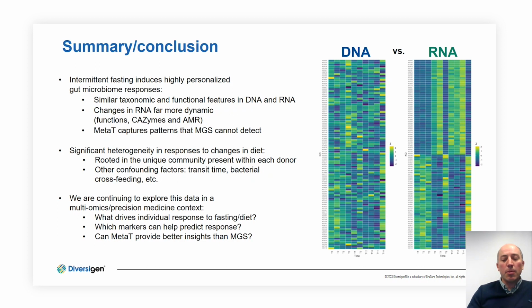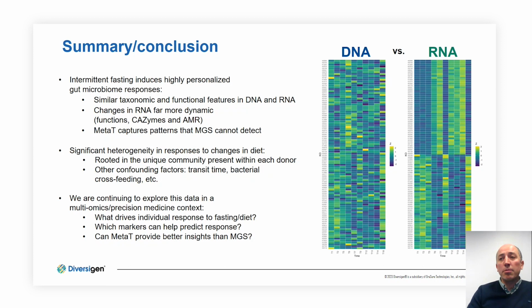As part of this study, we were collecting samples, and we were thinking that every sample that was collected was representative of the day before, but that's actually not necessarily true, because there can be a wide range of transit times, and maybe some of the samples are not actually representative of fasting days. This is still very preliminary; we're continuing to explore this data in a multi-omic and precision medicine context, trying to really get at what's driving the individual response to fasting and diet, and which marker can potentially help predict that response.